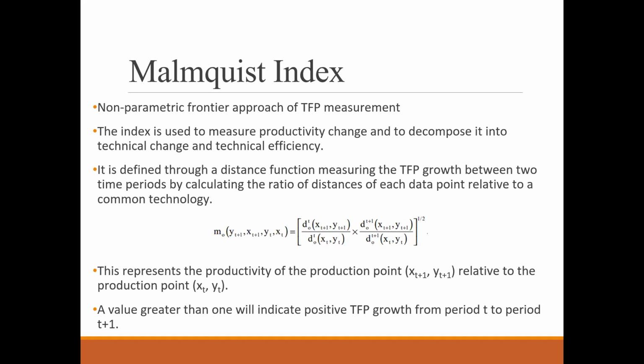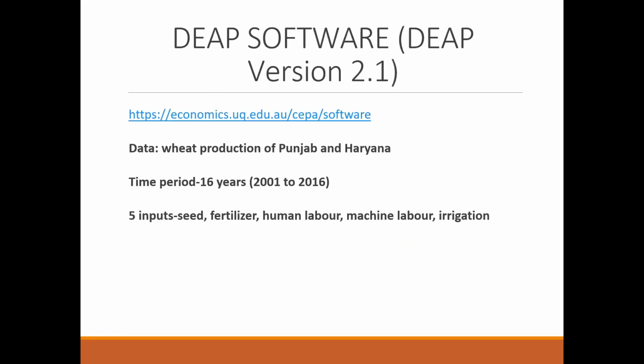M0 is the Malmquist Index. Here we are measuring the output of two periods, y t plus 1 and y t, and similarly the input of two periods, x t plus 1 and x t. D0 represents the distance function which compares the input and output in two time periods. Then any value greater than 1 means TFP growth is there from period t to period t plus 1.